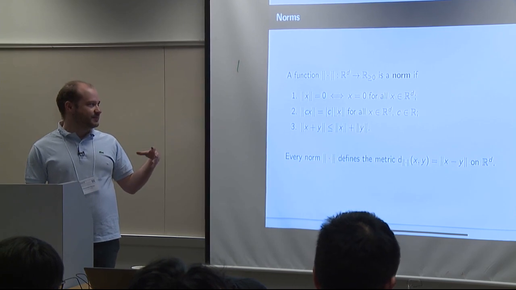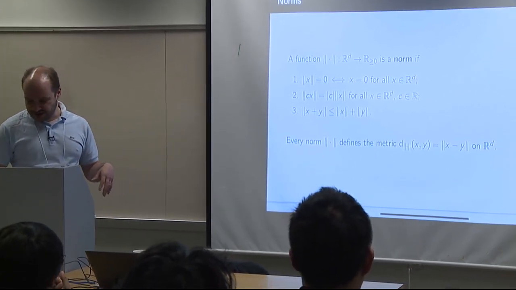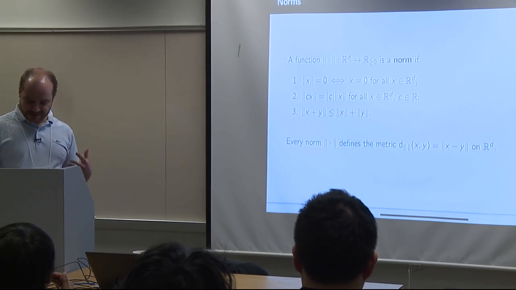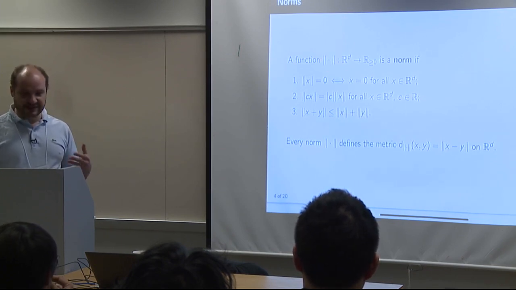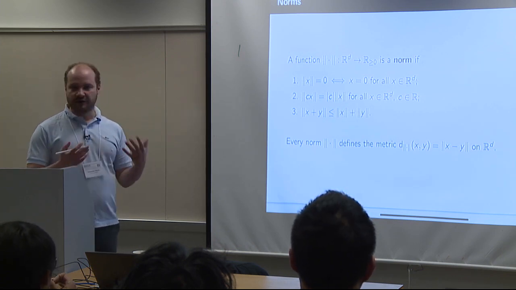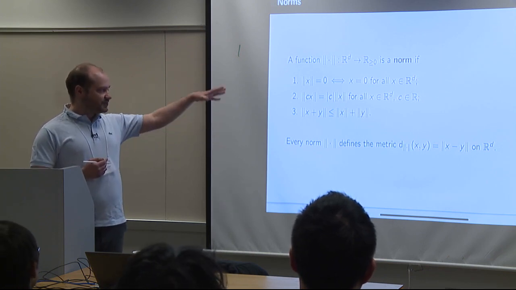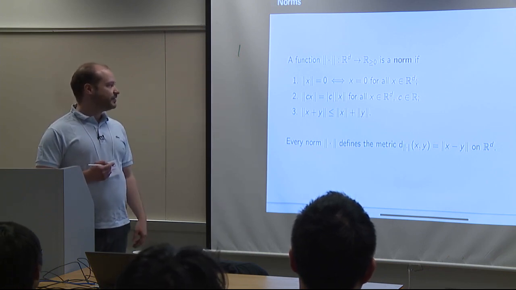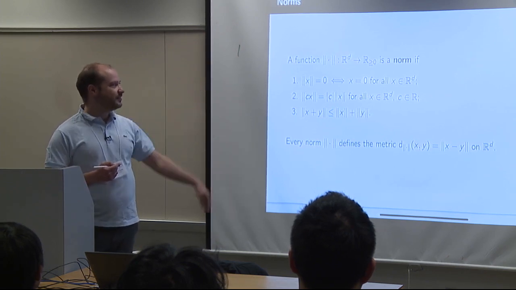So a norm satisfies some properties that are kind of similar to the properties of a metric. Again, this is a function that I'll usually denote like this with these double bars. It assigns a length to any vector in a vector space. For me, the vector space will always be R to the D, so d-dimensional real space. It satisfies, again, similar axioms. The only vector with norm 0 is the 0 vector.